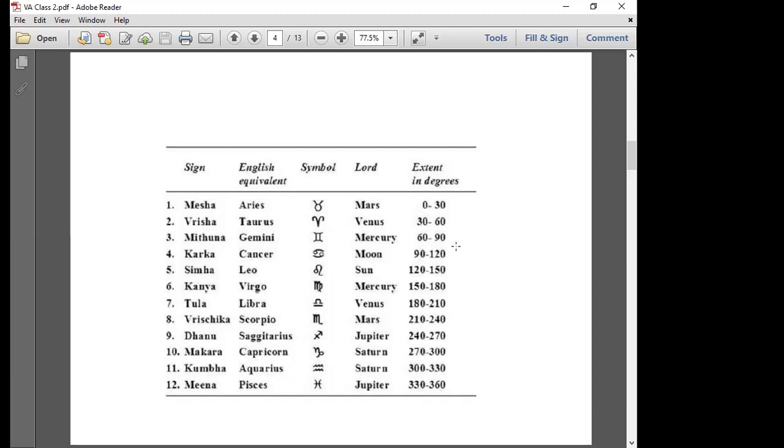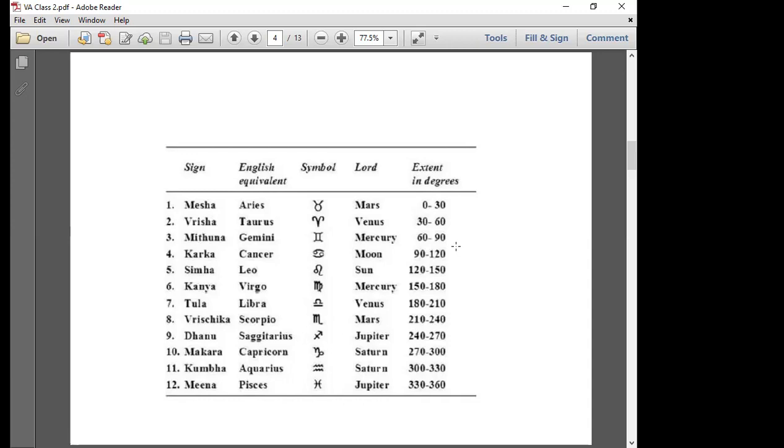Vrisha or Vrishabha is known as Taurus. It is owned by Venus. Mithuna is Gemini. It is owned by Mercury. Karka is Cancer. It is owned by Moon. Simha is Leo. It is owned by the Sun. Kanya is Virgo. It is owned by Mercury. Tula is Libra. It is owned by Venus. Vrishchik is Scorpio. It is owned by Mars. Dhanu is Sagittarius. It is owned by Jupiter. Makara or Capricorn is owned by Saturn. Kumbha or Aquarius is owned by Saturn, and then Meena or Pisces is owned by Jupiter.